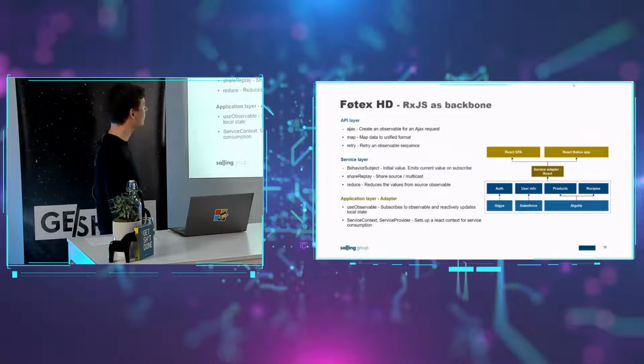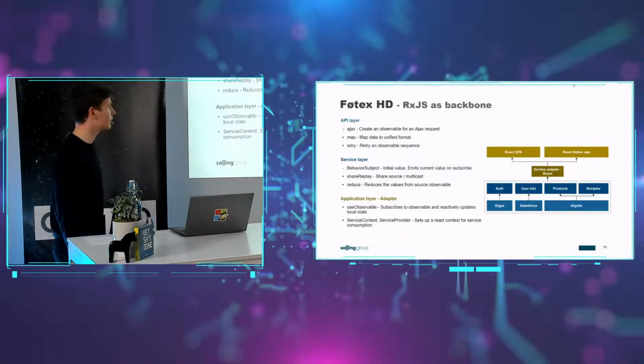Then we use the map operator to map it to a unified format. We have some really powerful operators in RxJS to work with retries and bounds and caching and all this kind of stuff. We do a lot of that in the API layer to get better performance in our network requests. Then our service layer, that kind of uses all these APIs from the API layer. And it's also here we have all of our state. So in RxJS, we have something called a behavior subject. It is basically an observable that holds some kind of initial value.